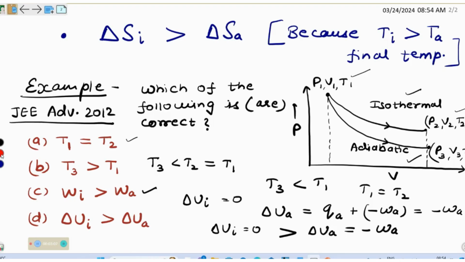So the correct options are the first one, third one and the fourth one.